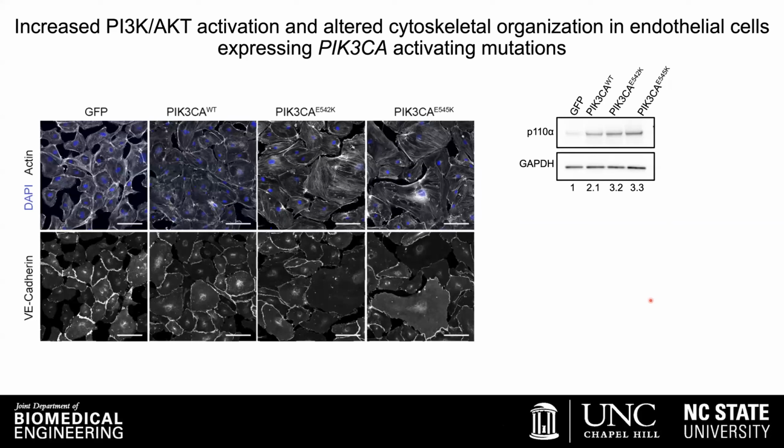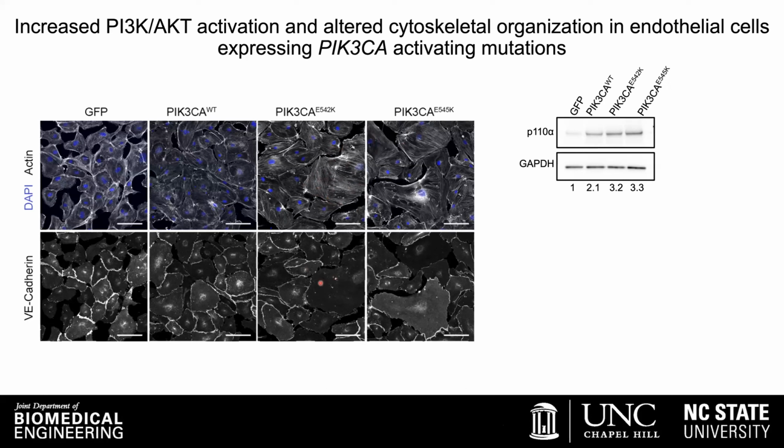And we started by just culturing these cells in 2D to check to see if the cells demonstrated phenotypes consistent with what had been previously published in the literature. And we see that in cells expressing two of the activating mutations that we are considering here, we see an increase in stress fiber formation. That's what's shown in the F-actin stain in the top row here. These bundled actin fibers go up in these activating mutants.